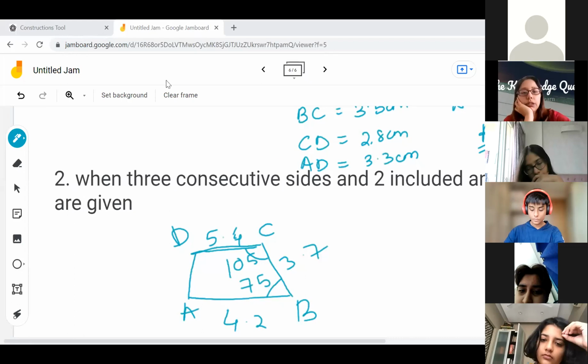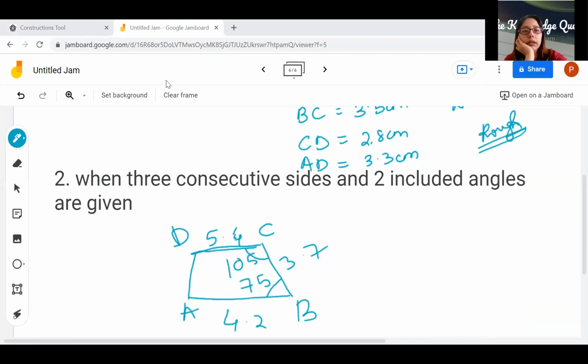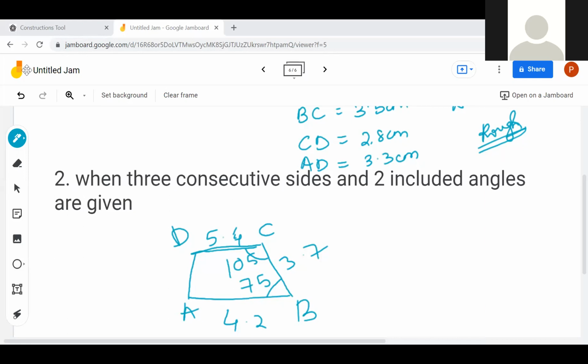So our second construction is when we have to draw a quadrilateral which has three sides given and 2 angles given. So if you can see in the rough figure, AB is how much? 4.2. BC? 5.4. BC, 3.7? CD, 5.4. And DA is not given. Okay, and angle B and angle C are given to us. So we are now going to construct such a quadrilateral. So in the end, whatever space we have left, we can just join it and find the measure of it.